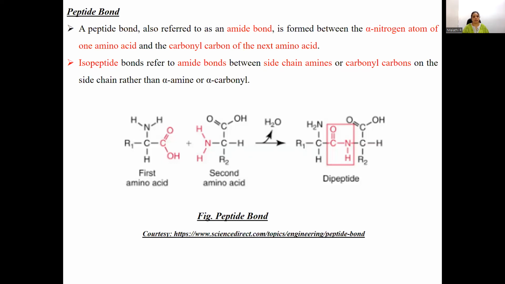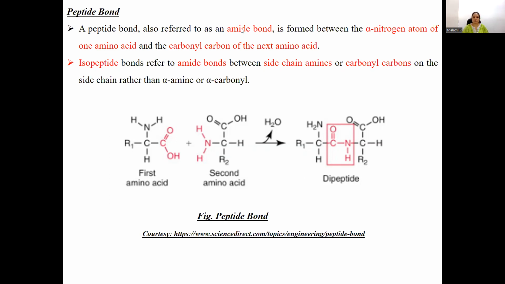Students will continue the session with the peptide bond and its properties. Peptide bonds are covalent bonds. These bonds are formed in a stronger state, so the bonds will be very strong when compared to non-covalent bonds. The peptide bond is one of the covalent bonds and it is also called an amide bond.